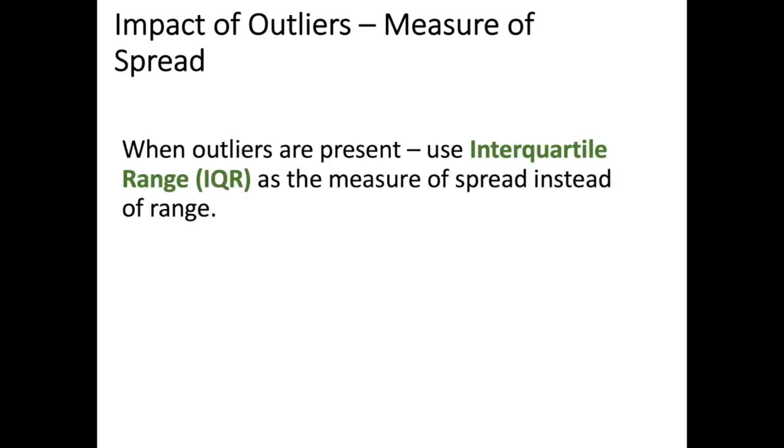When we have a measure of spread and we have outliers in the data set, the better measure of spread is going to be the interquartile range, because those outliers are going to impact the range. So if we're looking at consistency, when we have an outlier, look at the interquartile range instead of the range. So those are some examples of how we calculate an outlier, and what the impacts are on our measures of center and measures of spread when we have an outlier.